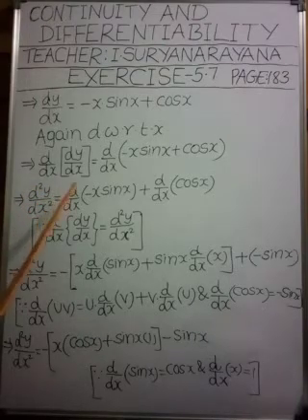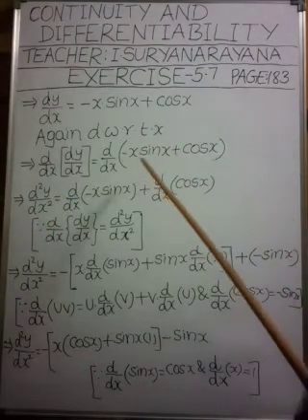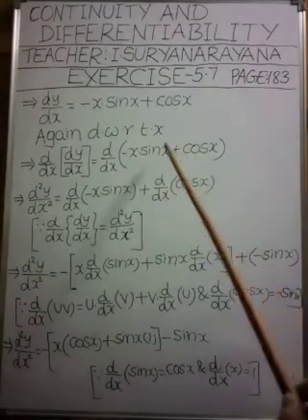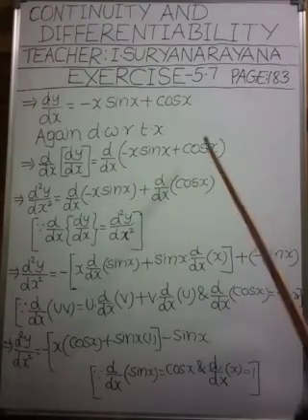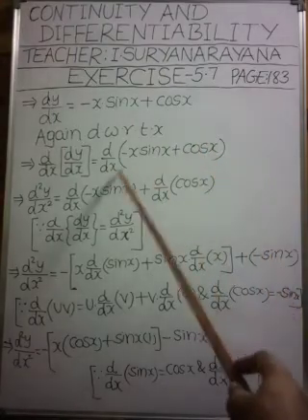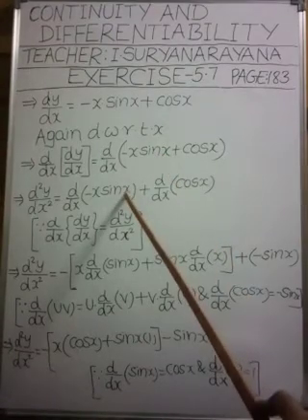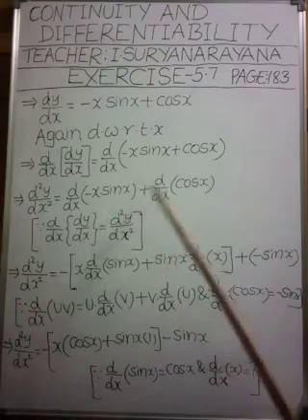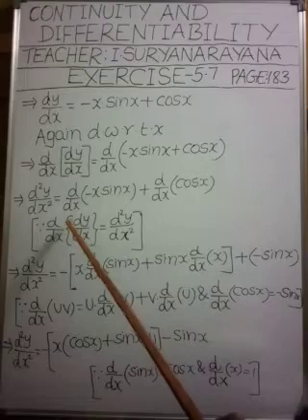Is equal to, come to the RHS. What is the function here? d by dx of minus x sin x plus cos x. This function is defined as a sum of 2 terms. This is one term and this is a second term. So we can differentiate each and every term separately. So d by dx of minus x sin x, I differentiated here the first term, plus d by dx of cos x, I wrote separately. Understood this step, my dear children? Right.